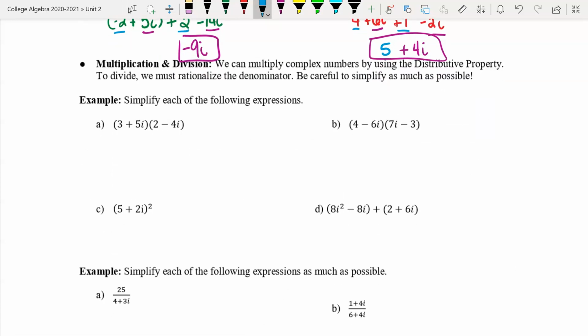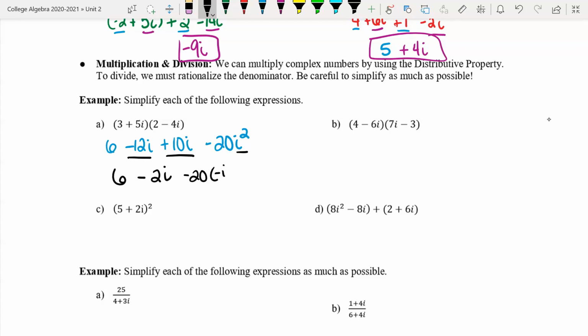So if I FOIL, I end up getting 6 minus 12i plus 10i minus 20i squared, right? Because the last one, you're going to get i times i. Now don't forget, we know what i squared is. It's negative 1. So I'm going to combine these two to get 6 minus 2i. And then I'm going to take this negative 20 times a negative 1. So that turns into plus 20. So this becomes 26 minus 2i.